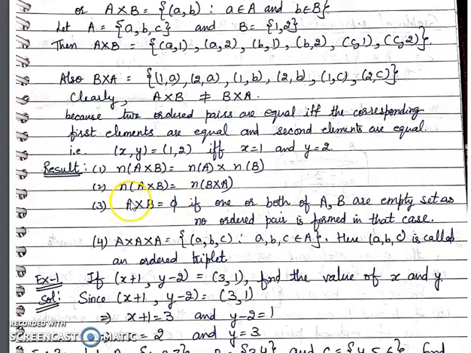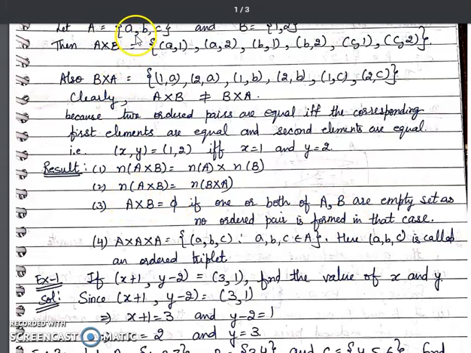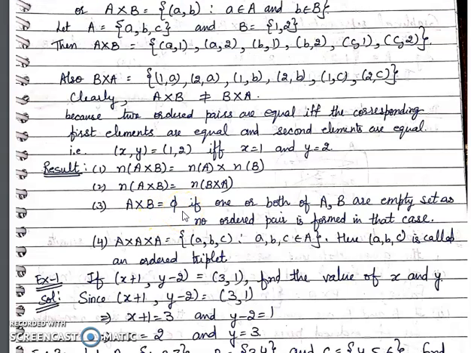In one of them there are elements, for example here A is {a, b, c}. But in B there are no elements at all. Then how can we make the ordered pair? So that's why if one of them is empty, then we are not able to form the ordered pair. It means their cross product is the empty set, means phi.